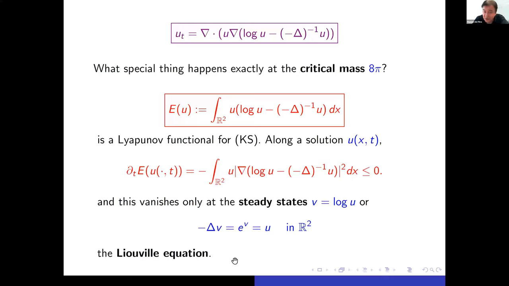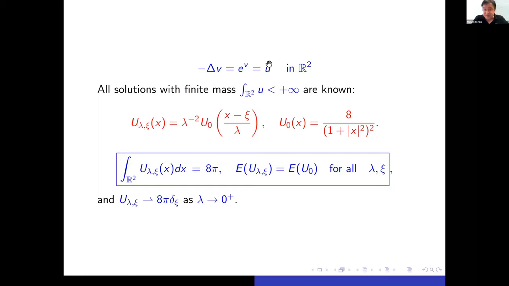And this is, of course, a very well-known object, the Liouville equation in the plane. Many things are known about the Liouville equation. In particular, something that is well known is a classification result for all solutions with finite mass. Finite mass meaning finite mass of the right-hand side, e to the V, which is u, naturally. And it turns out that all solutions with finite mass are known, and are precisely given by scalings, translations, and mass-preserving scalings. This is R2. So this scaling here preserves mass. What you see is this nice bell-shaped function that decays like 1/rho^4.